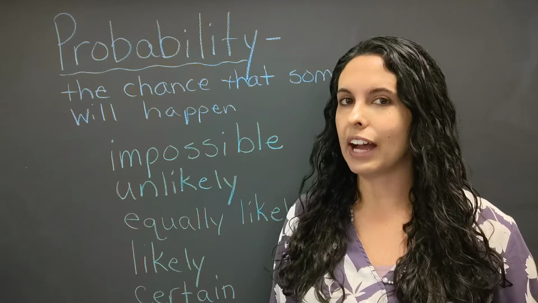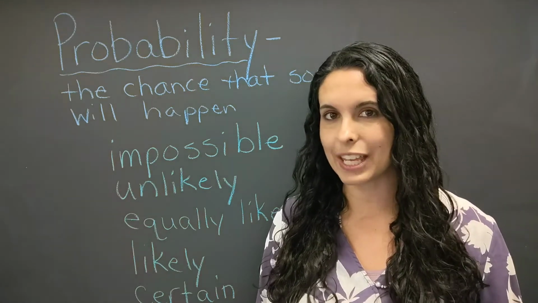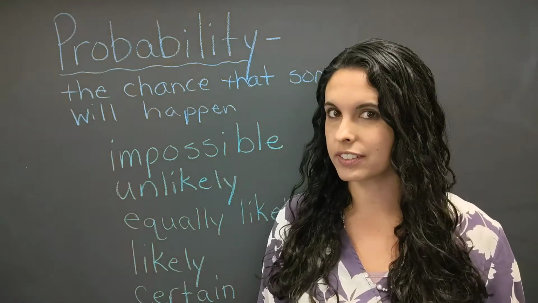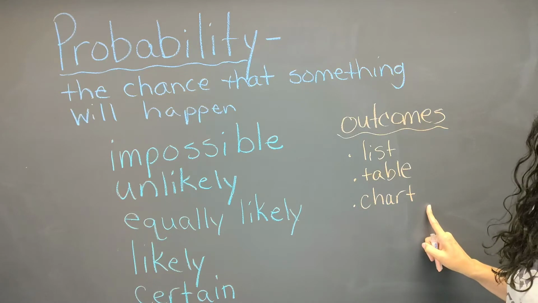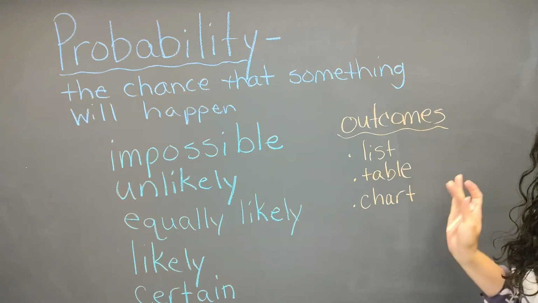When we show our outcomes as the result of our experiments, we either put them in a list, a table, or a chart. We use these so that others can see the results of our experiment in a clear way.